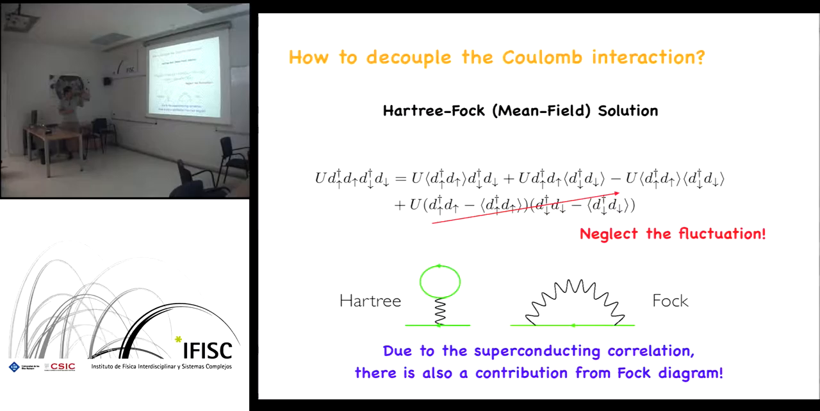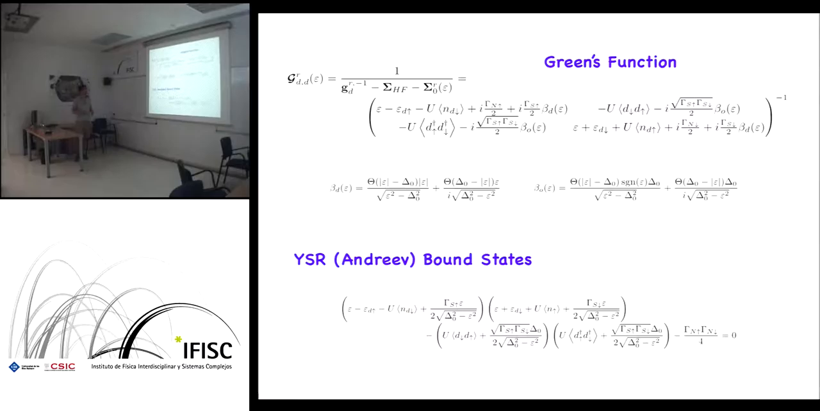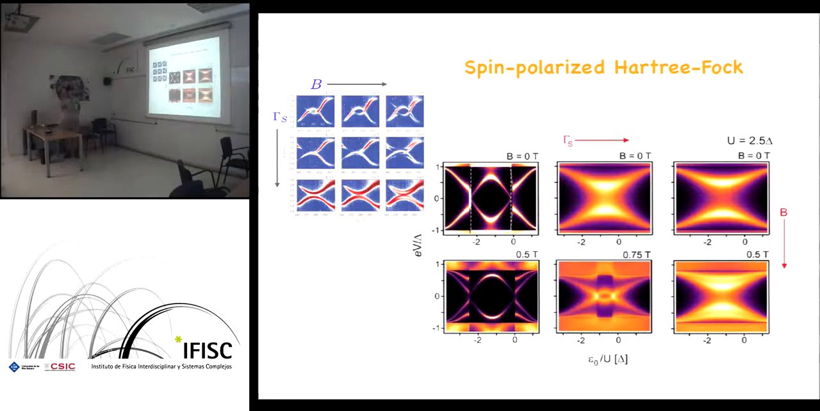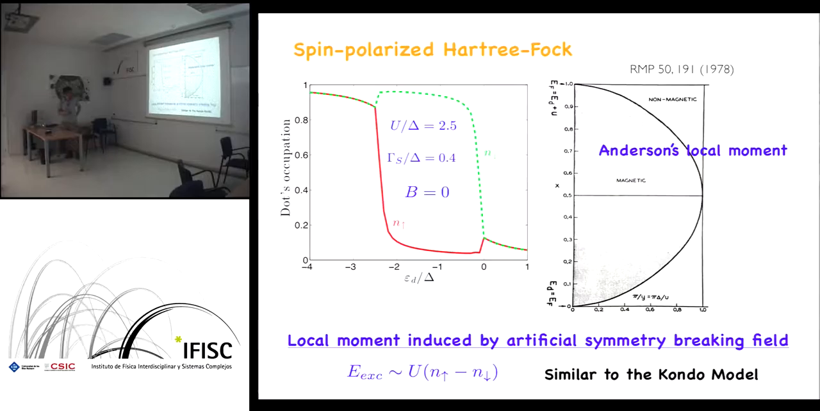The simplest one is to neglect fluctuations. So in the Hartree-Fock approach, the quartic Coulomb interaction is decoupled in this way, neglecting all the fluctuations. But in this case, due to the superconducting correlation, we also have to consider the contribution from the Hook diagram. Anyway, we can derive the Green's function. This Green's function has to be solved self-consistently. Also, from the poles of the Green's function, we can determine the position of the Andreev bound state. This is the calculation result. It seems that this calculation describes the experiment well.